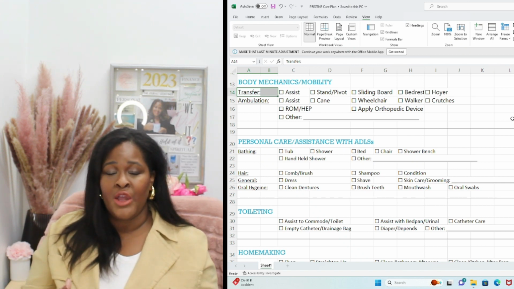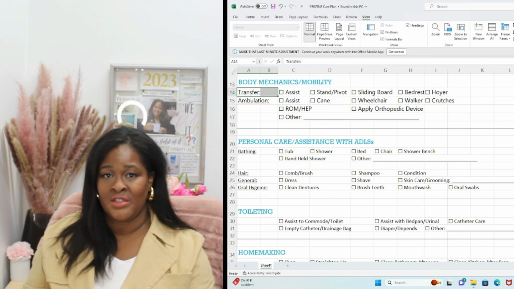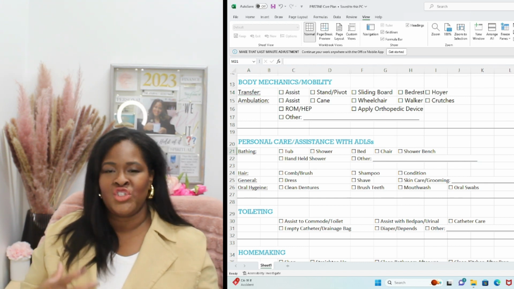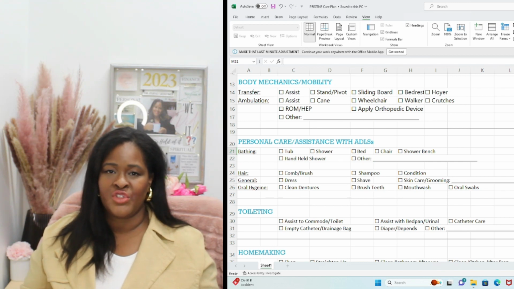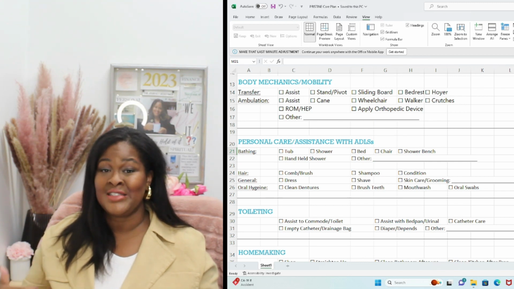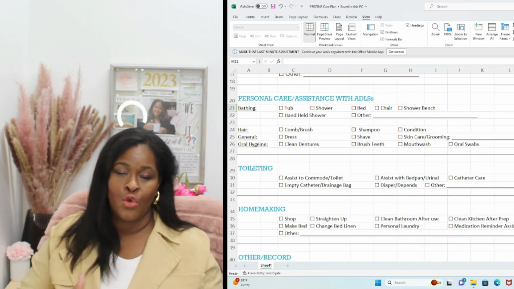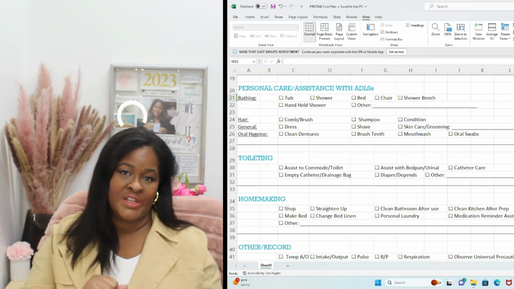If they do require assistance, is it total assistance? Do they require a bed chair? It's just those types of things. Understanding how much mobility that client has and how much assistance they are going to need in order to take care of some of these activities of daily living.